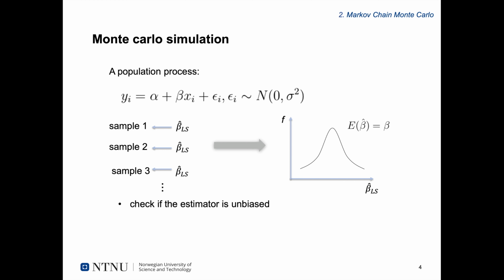We can also check if the estimator is consistent. A consistent estimator means the estimator tends in value to the true population value as the sample size increases towards infinity. Next, I'm going to explain the Markov chain.